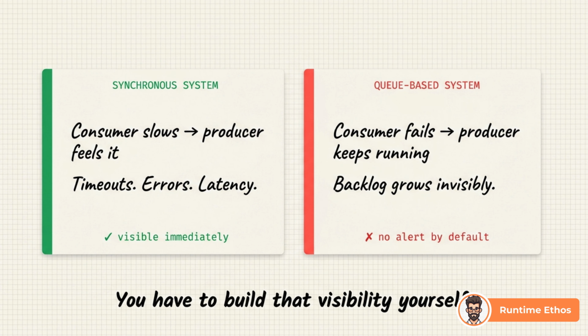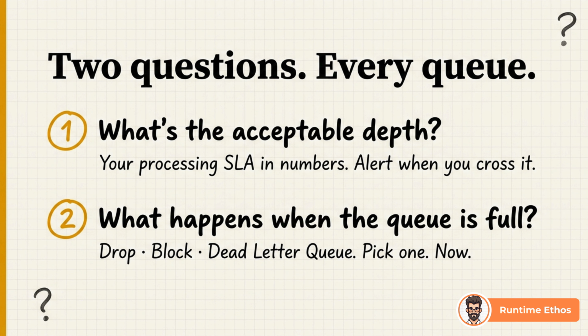But here's what that trade actually costs you. A new failure mode. One that doesn't exist in synchronous systems. Backlog accumulation. And unlike errors or latency, backlog doesn't fire any alert by default. You have to build that visibility yourself. Every queue needs to answer two questions before you ship it. One, what's the acceptable depth? That's your processing SLA in numbers. Translate it based on consumer throughput and alert when you cross it.